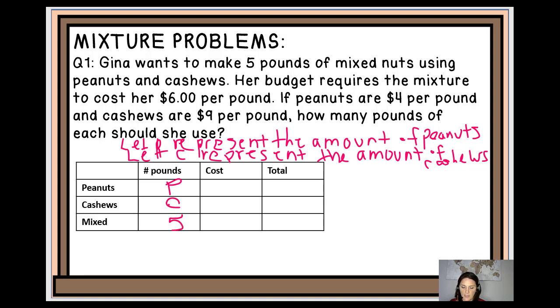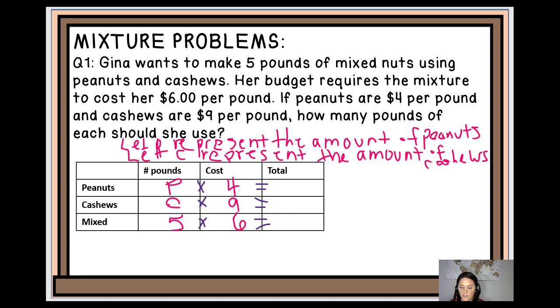The cost for the peanuts is $4 per pound. The cost of the cashews is $9 per pound. And we want to spend $6 per pound. Okay, so next we're going to multiply the pounds by the cost to get our total, and we're going to do that in each of our columns. This is going to help us come up with our 2 equations.